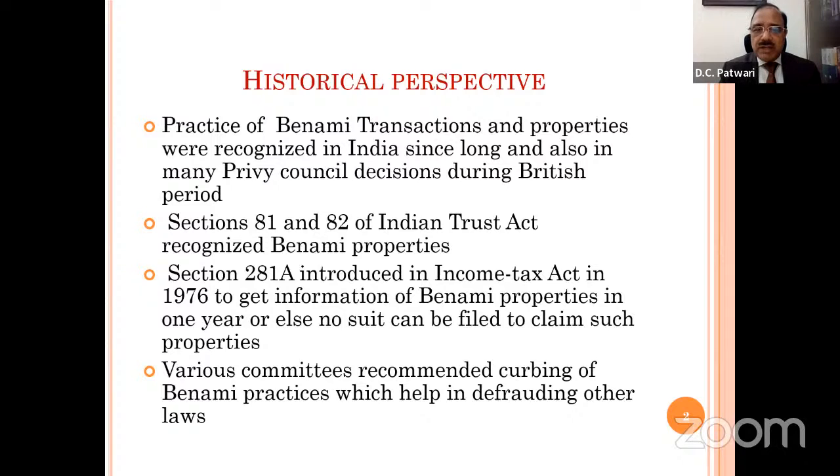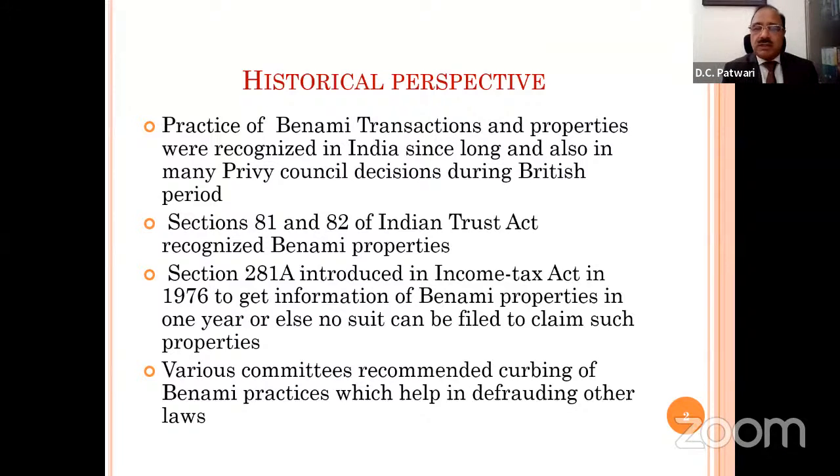If we go by the Benami properties and transactions in India, this has been a legal transaction all along. In fact, this has been a popular practice during the British time, and there are many Privy Council decisions confirming the Benami transactions and giving the rights to the beneficial holders. There have been many instances of legal cases where it has been held that the person who provided the consideration has the right over the property and not the ostensible owner or the mask in whose name the property is standing.